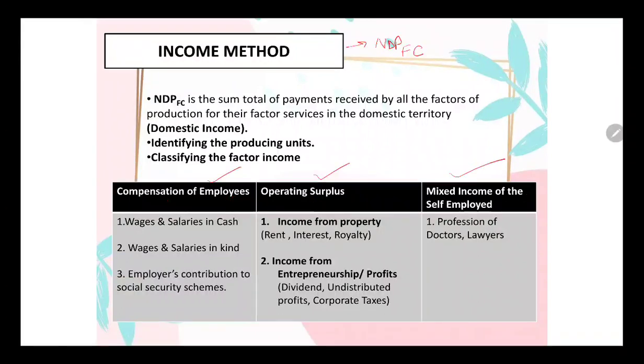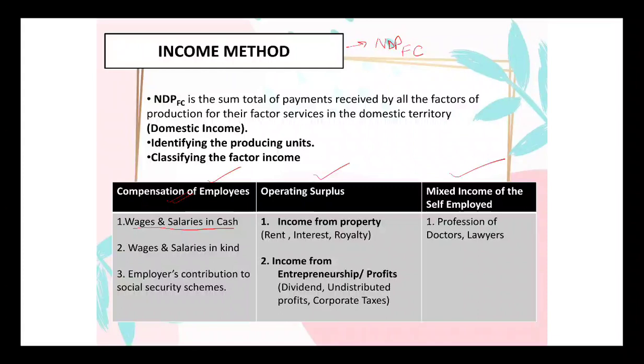Under the compensation of employees, the first thing is wages and salaries in cash. So whatever the basic pay, the DA that we have, bonus, all that is being paid in cash will be included over here in this first COE, compensation of employees. Then any wages and salaries which are not given in the form of cash but any non-monetary benefits in kind, that will be included over here, right? Like you have your rent-free home, you have your free car, or you can say free medical and educational facilities that have been provided to you.